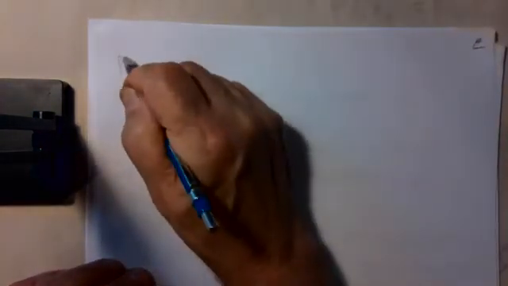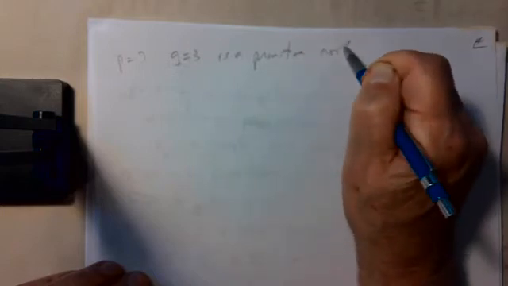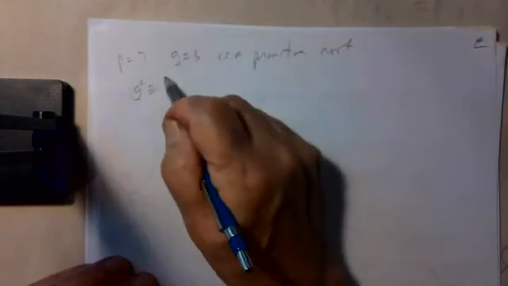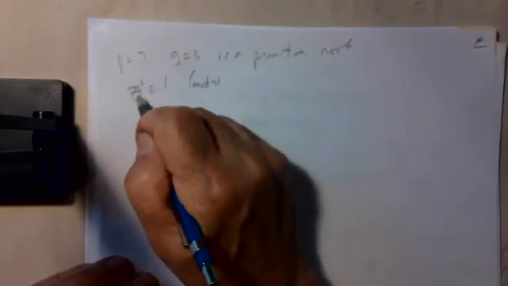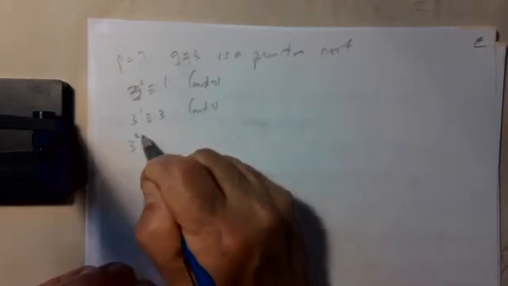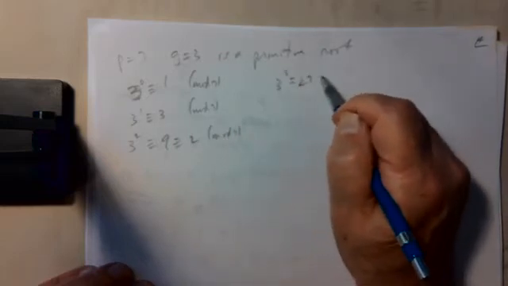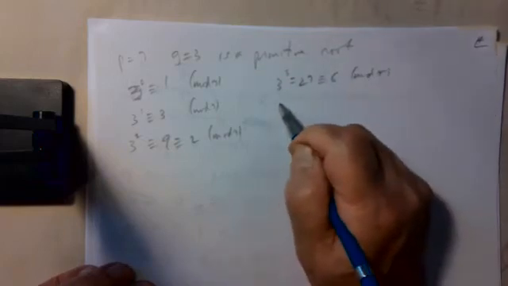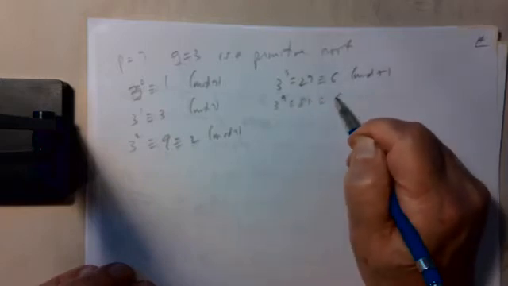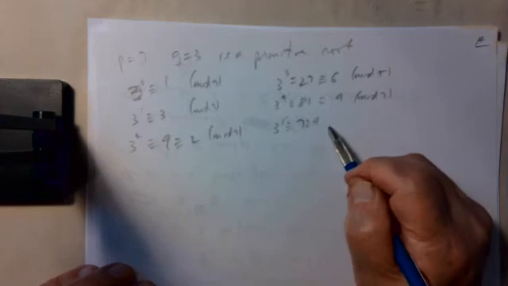So for example, if you take p equals 7, g equals 3 is a primitive root, right? 3 to the 0 is 1. 3 to the 1st power is 3. 3 squared is 9, which is 2. 3 cubed is 27, which is 6, mod 7. 3 to the 4th is 81, which is 4, mod 7. 3 to the 5th is 729, which is 5, no?